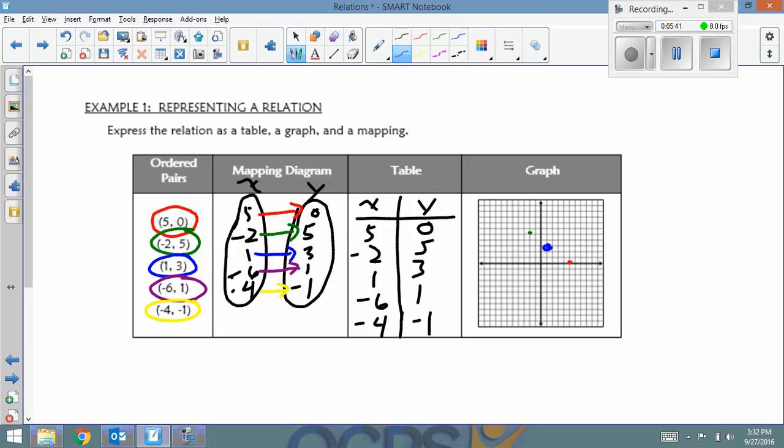Negative 6, 1 means I go left 6 and up 1. And the negative 4, negative 1 means I go left 4 and down 1. Okay, remember you always do X first, then Y.